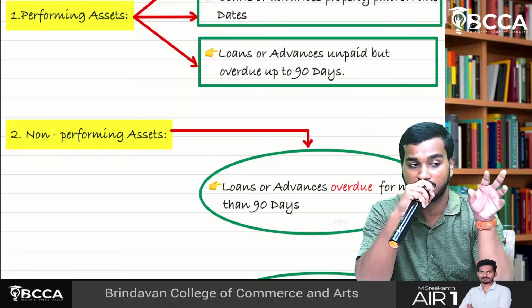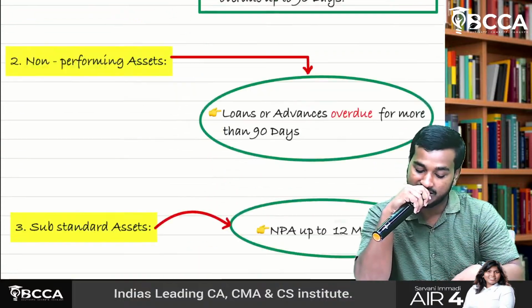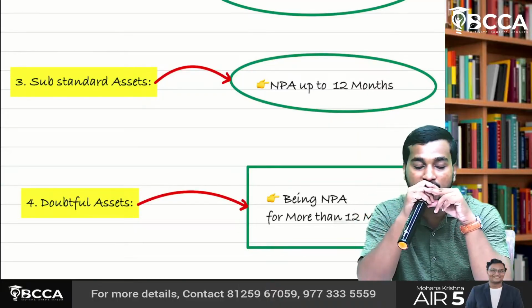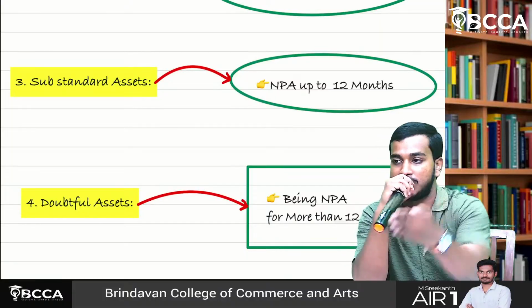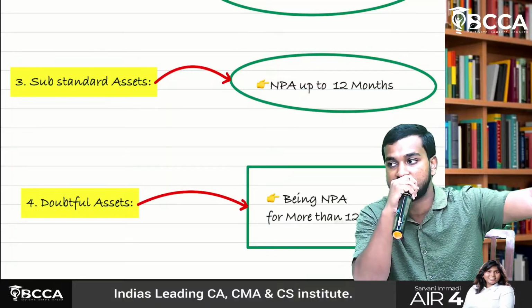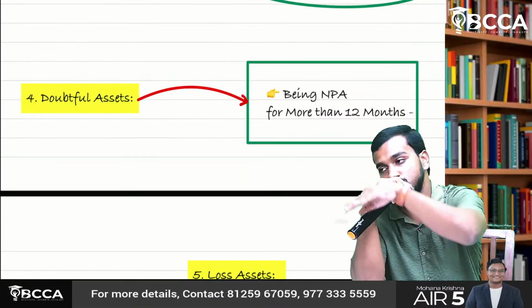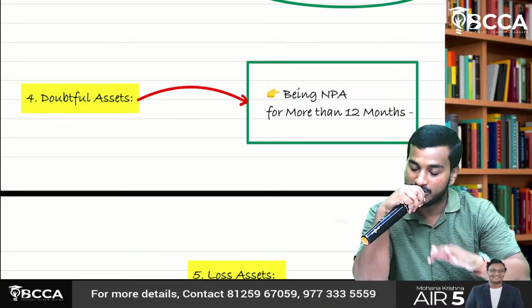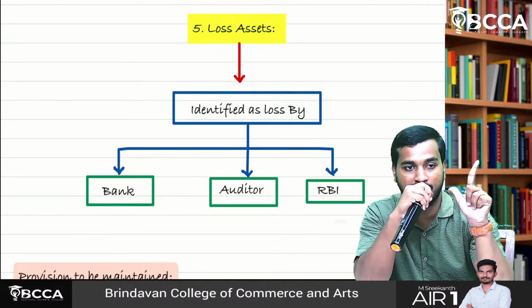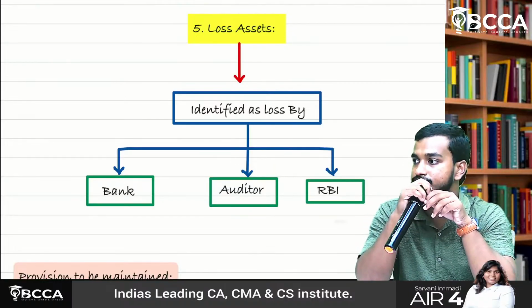So to call an asset performing or non-performing is easy. But the difficult thing is to find out whether it is substandard, doubtful or loss. When to call it a substandard asset? From NPA to 12 months. If you are thinking from due date, that will be 15 months because 90 days are already there. Correct? When to call it a doubtful asset? From NPA, more than 12 months. That will be doubtful. When to call it a loss asset? If it is identified as loss either by the RBI or by the banker or by the auditor, that will be called a loss asset. Clear, sir?